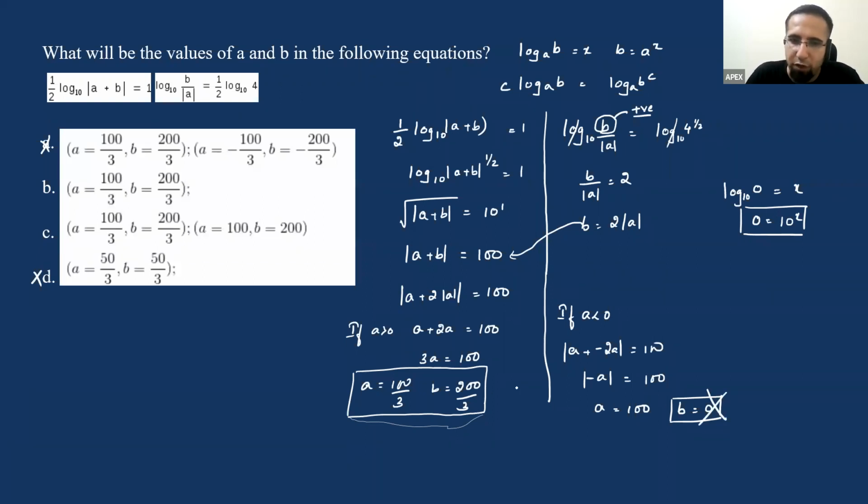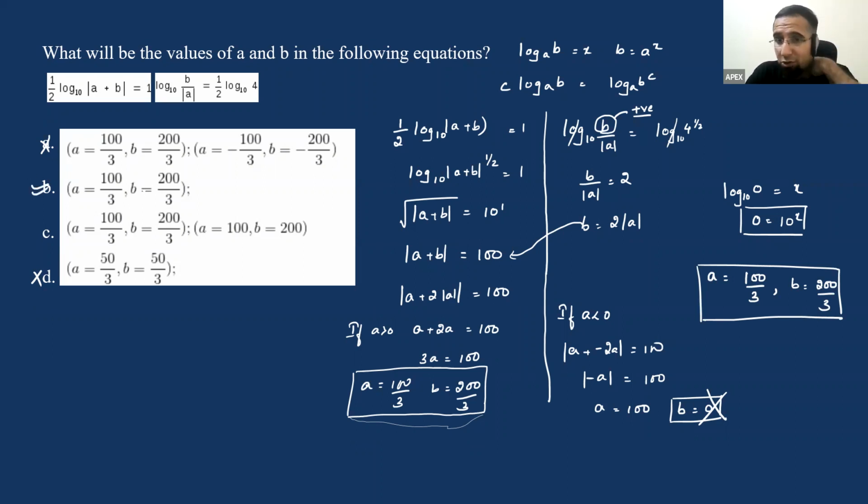If this case is ruled out, we have only one option, or we have only one standard set of values of A and B. That is, A is equal to 100 by 3 and B is equal to 200 by 3. So this is going to be my answer, and therefore my answer here is going to be option B. So basic simple properties of log we have also revised, and we have seen it's a very simple question.